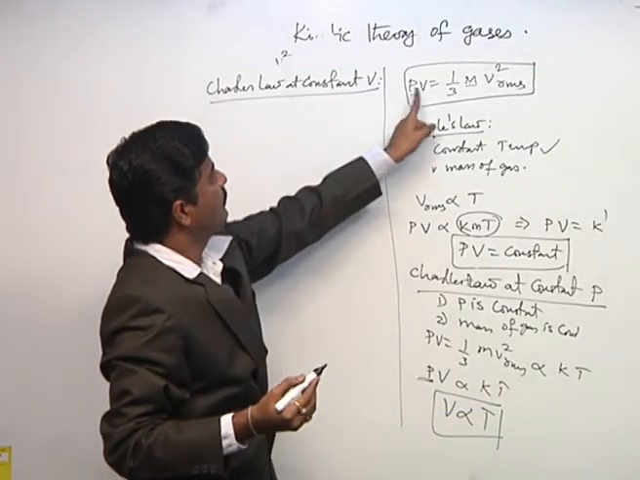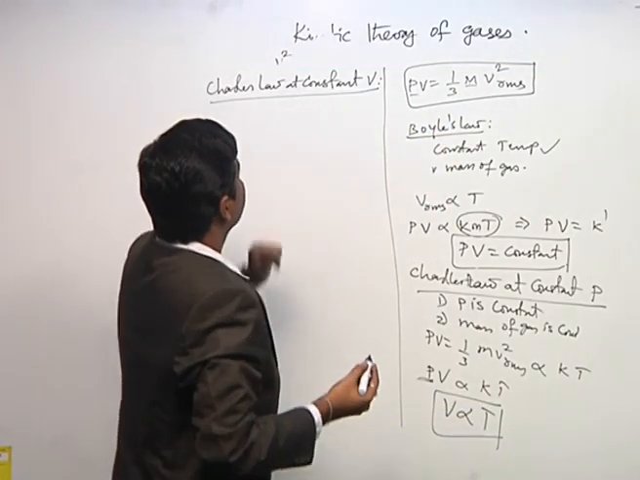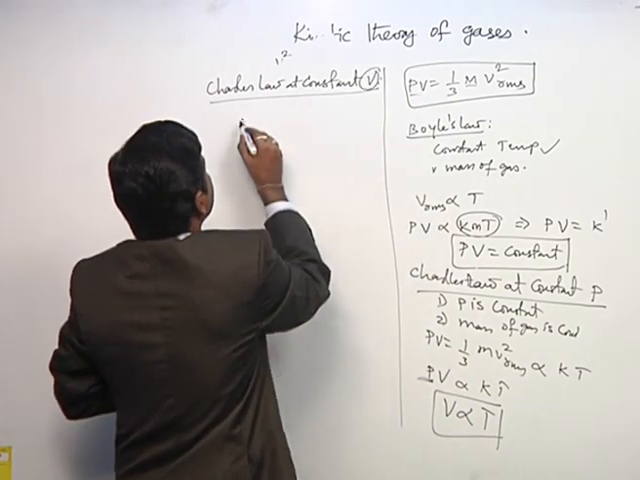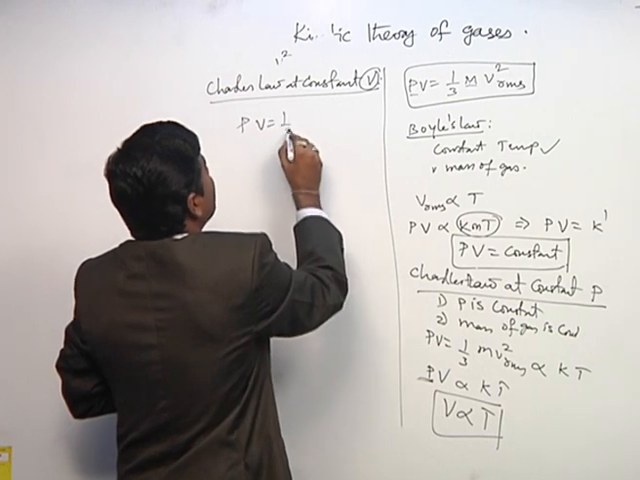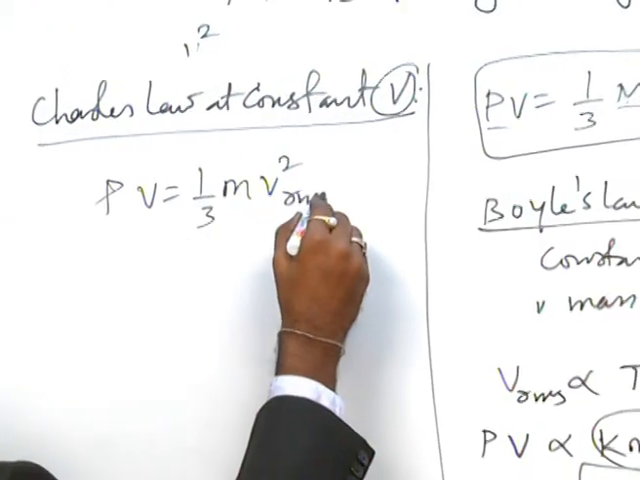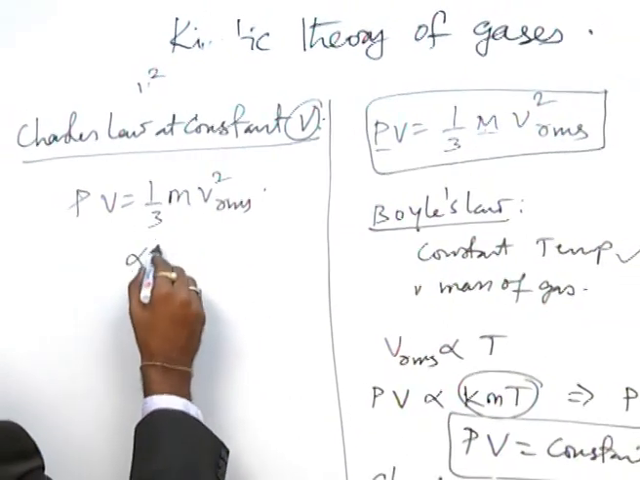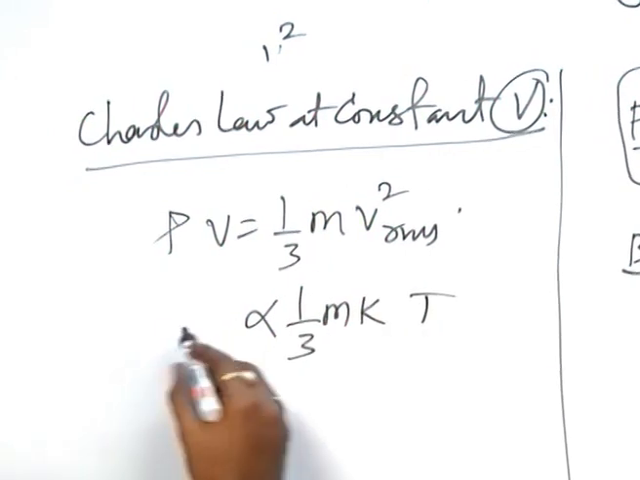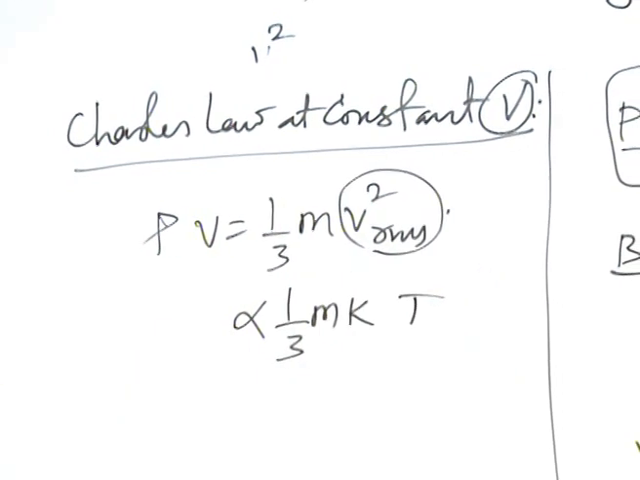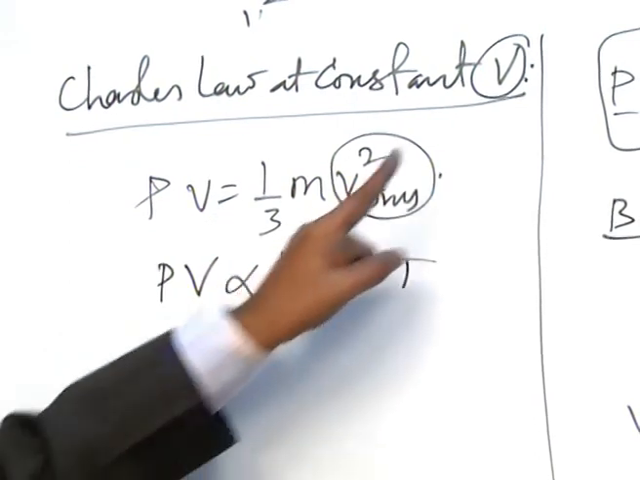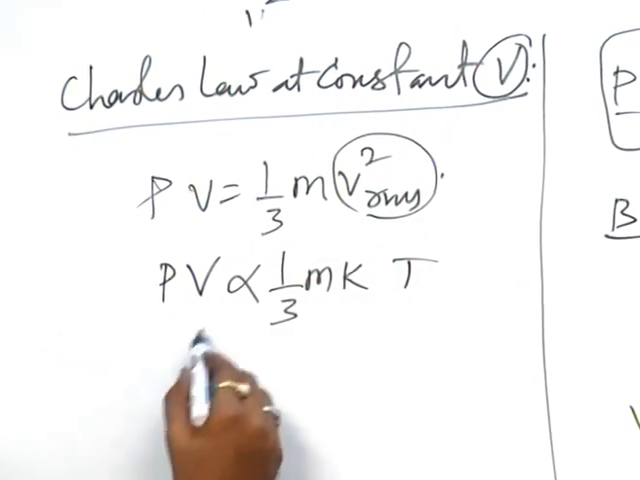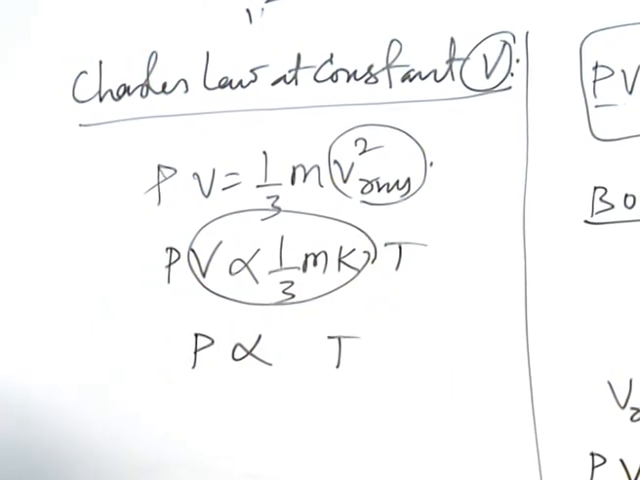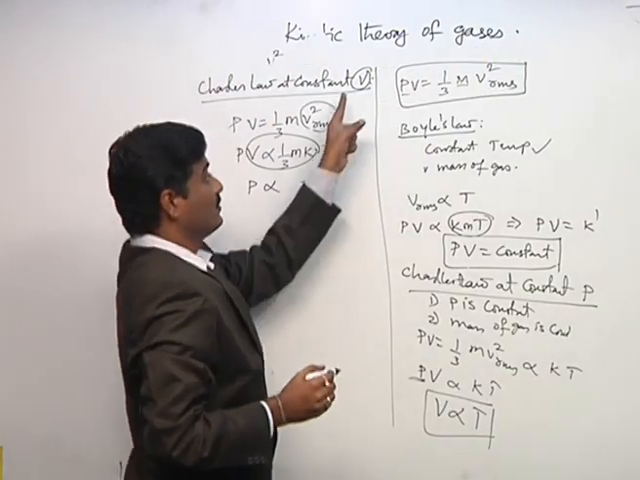See here, PV is equal to 1 by 3 m v square RMS, and here what happens is that at constant volume, this V is a constant, so we can write PV is equal to 1 by 3 m V square RMS. So this is directly proportional to, we can write, 1 by 3 m into kT here, because I am taking the V RMS is directly proportional to temperature. PV, so at constant volume, the V is also constant, we can eliminate these terms, and directly we can write P is proportional to T here. This is the Charles law at constant volume.